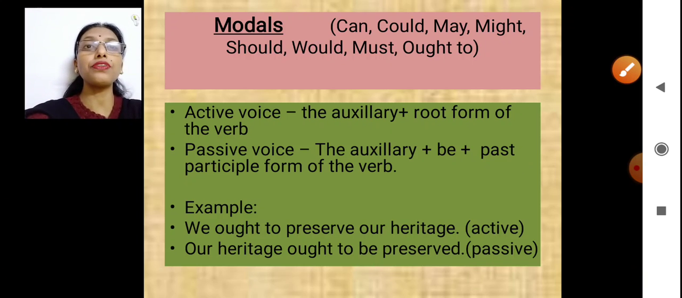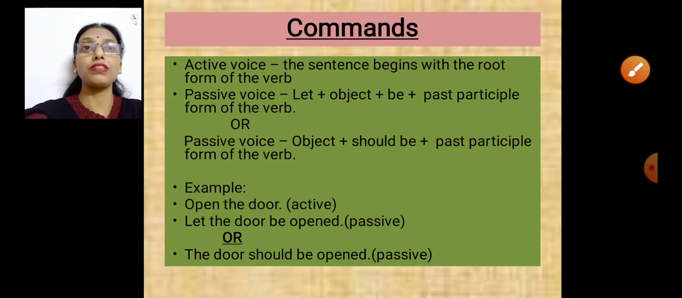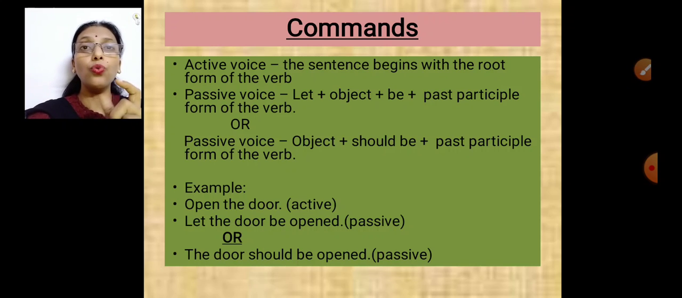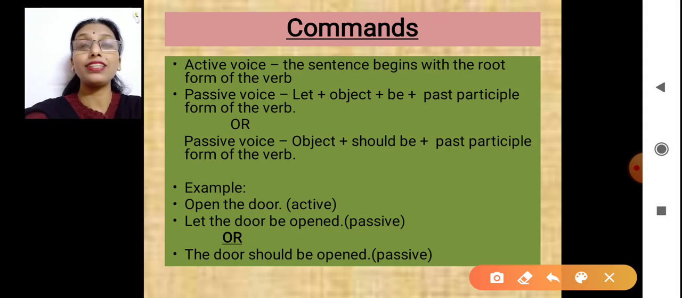Okay, let's see another thing, which is about commands. If I'm saying any command, what will I say? Open the door, shut the window, bring me a glass of water. I am starting my sentence with a verb. Yes, with a verb, the root form of the verb. So that is the active voice, and I am starting with the root form.